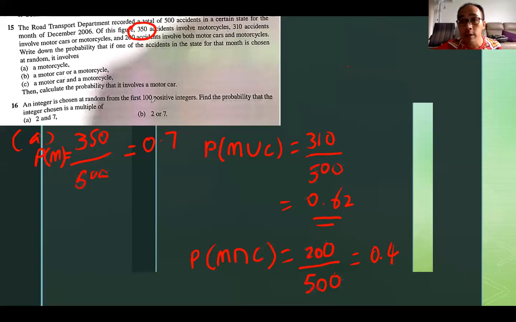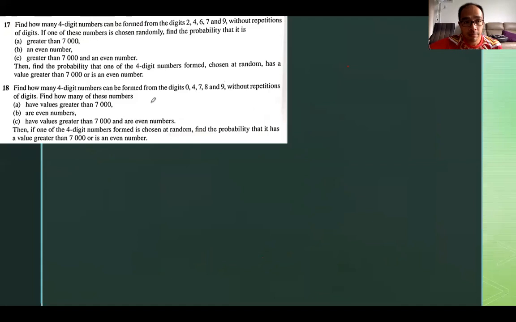We're going to go into slightly tougher questions. Number 17. Find how many 4-digit numbers can be formed from the digits 2, 4, 6, 7, 9 without repetitions of digits. So this is a case of permutation. You have 5 numbers, you want to choose 4, and you want to make the numbers. So it's very different. Let's start off. This will be 5P4.